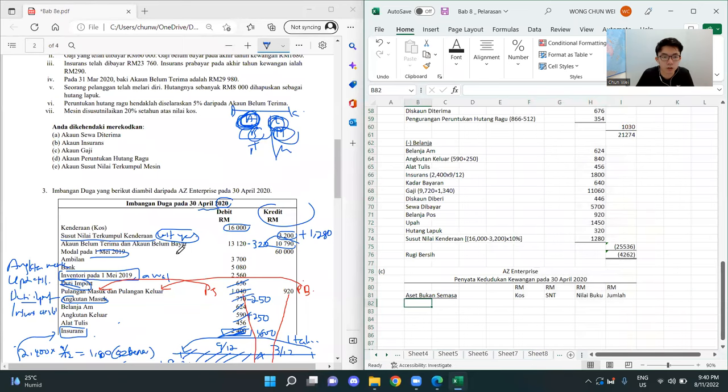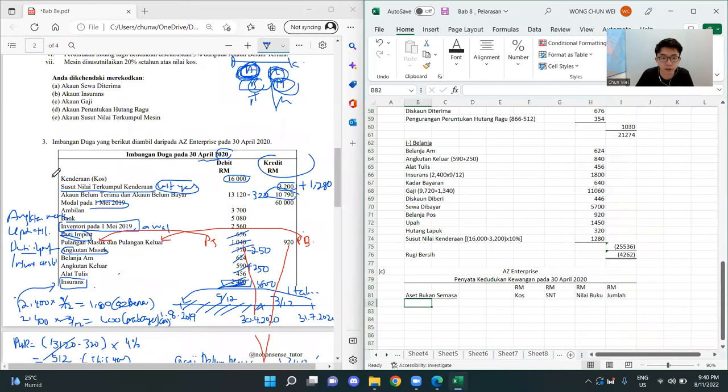Okay, so here, what is the asset bukan semasa? I think there's only one, which is your kenderaan. But normally there are a few, like 2 to 3 asset bukan semasa for you. Okay, so what is the cost? So the cost is 16,000. It's always the same unless you buy a new asset bukan semasa, you buy a new kenderaan, or else the cost will always be 16,000. Because the cost is the amount that we pay apabila kita beli kenderaan itu. So it's always fixed. So the only thing that would change is your SNT, susut nilai terkumpul.